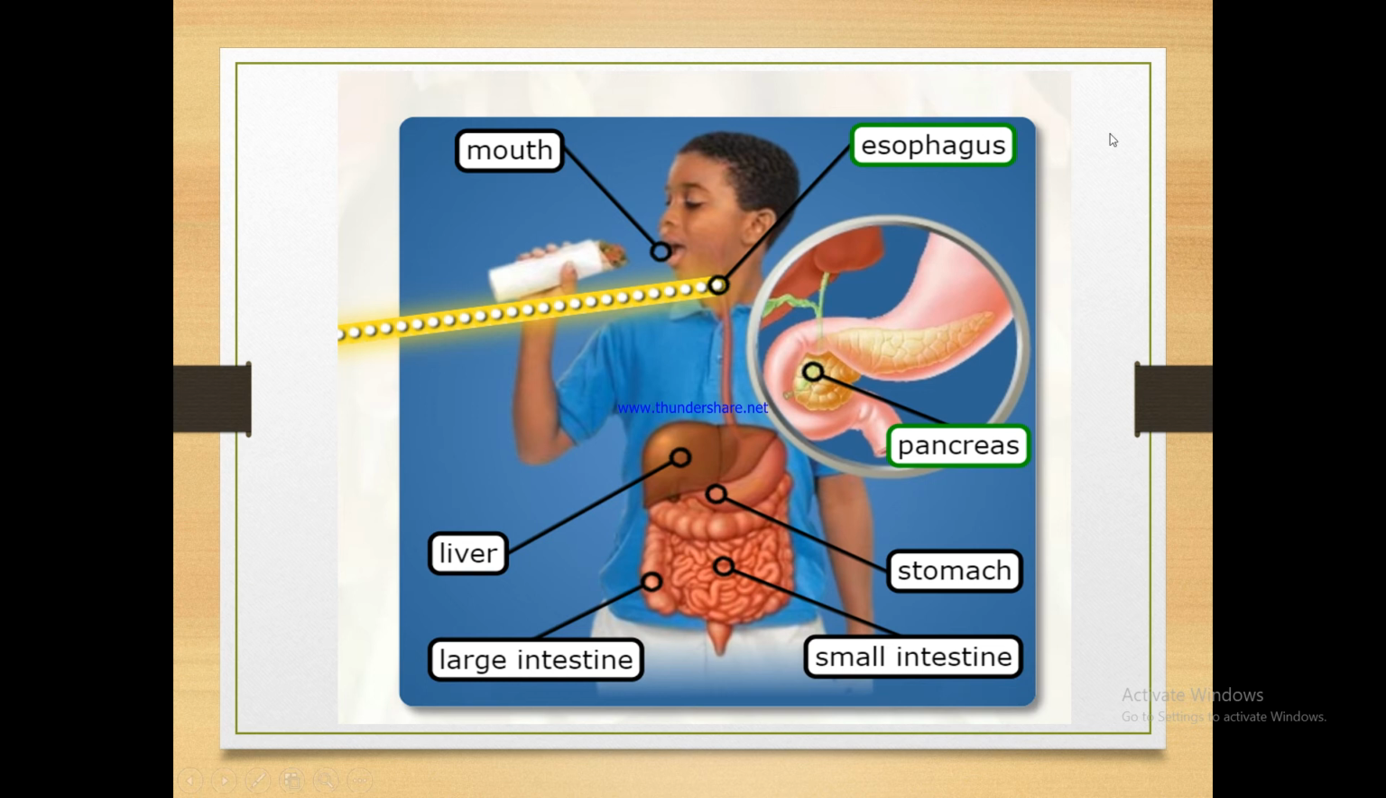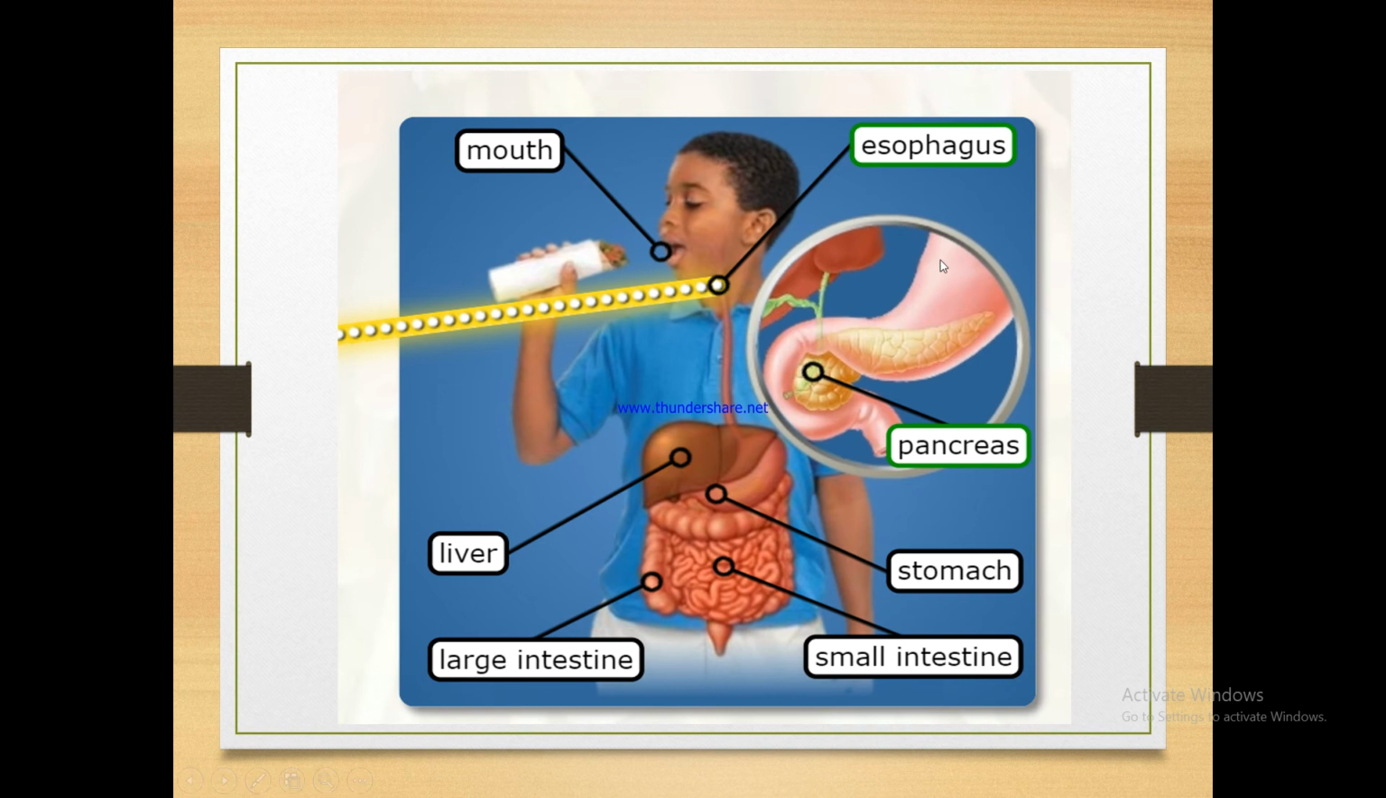Now, coming to the largest gland of the body. Any idea? I'm missing your answers, girls. The liver. The liver is the largest gland. It secretes chemicals that help break down food. I used to make a water bottle and write there bile juices. It secretes bile juices.